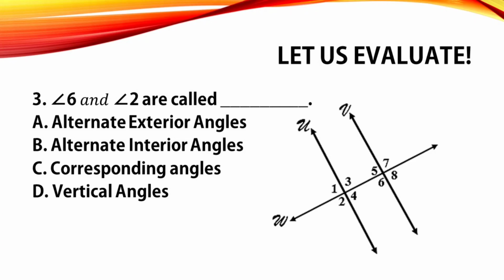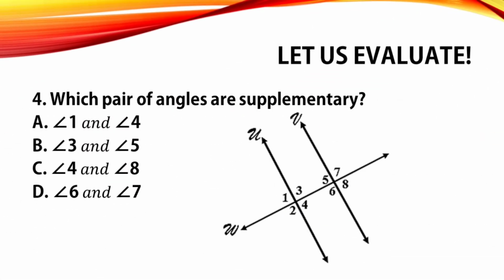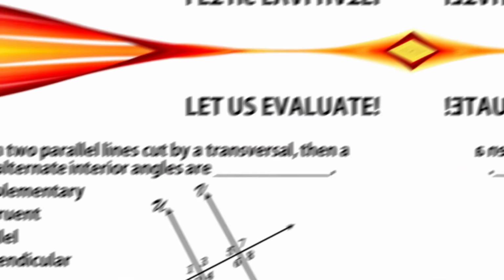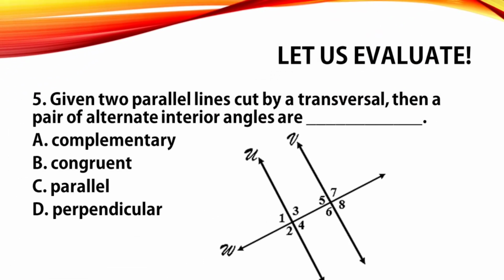Number 4. Which pair of angles are supplementary? A. Angle 1 and angle 4, B. Angle 3 and angle 5, C. Angle 4 and angle 8, D. Angle 6 and angle 7. Number 5. Given 2 parallel lines cut by a transversal, then a pair of alternate interior angles are blank. A. Complementary, B. Congruent, C. Parallel, D. Perpendicular.